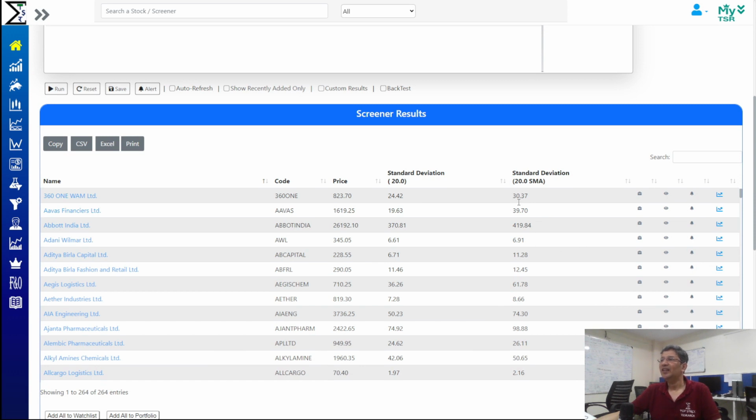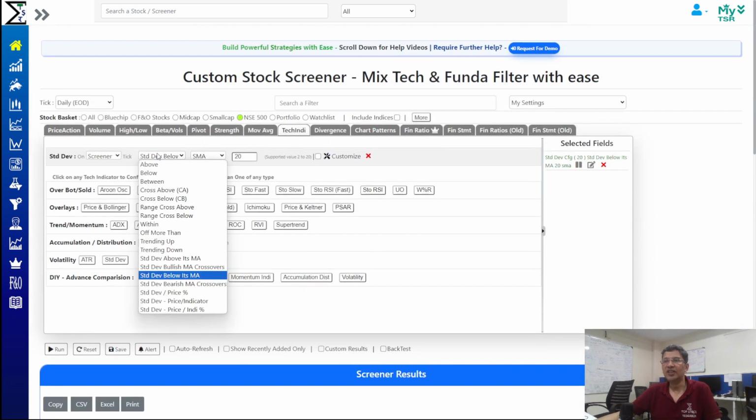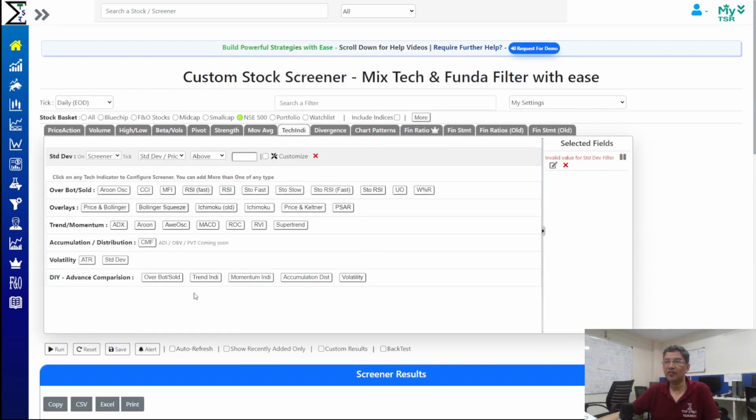What you should be looking at is, say, 30 on 24, sorry, 24 on 823, 370 on 26,000, right? So what makes sense is to have the relation between the two. That will give a better idea. So what you should be looking at instead is standard deviation by price.